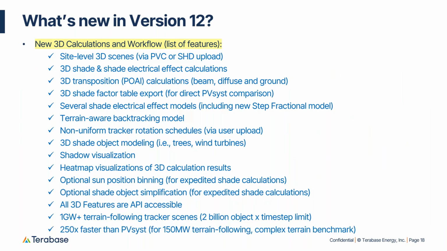And last but not least, we're very fast. For a representative 150 megawatt terrain following project on a complex terrain, we are on the order of 250 times faster than PV-Sys. And Arthur's going to be talking more about some of the direct speed comparisons between the two tools.